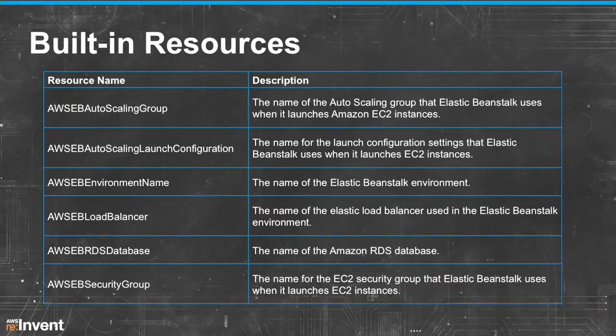Just as kind of a reference, here is the list of the names of resources that Elastic Beanstalk creates that you can reference in configuration files. So you've got the auto-scaling group, the launch configuration. We give you the environment name if you need the environment name, the load balancer, the database, the security group. So you can get the names or any of the other attributes of those resources and apply those in your own configuration to extend the Elastic Beanstalk environment.